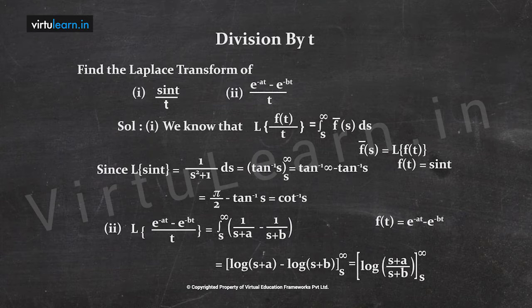So we get the answer f bar of s. Then the integration of 1 by s plus a is log of s plus a, minus log of s plus b, with upper limit infinity and lower limit s. This can be written as log a minus log b, and the formula is log a by b. Instead of a we have s plus a, and instead of b we have s plus b, so log of s plus a by s plus b, with limits infinity and s.